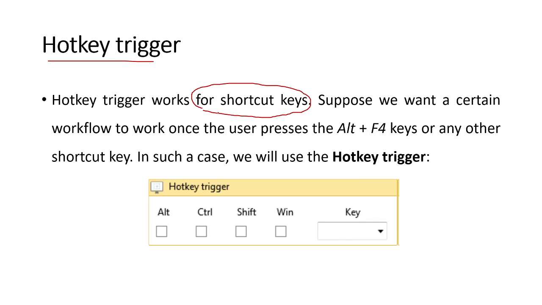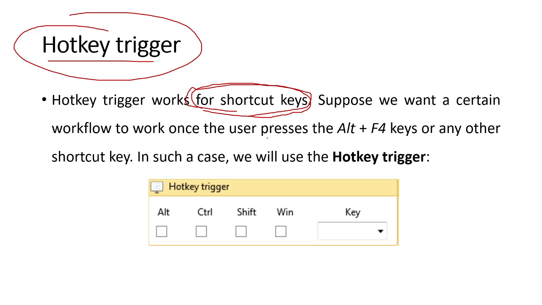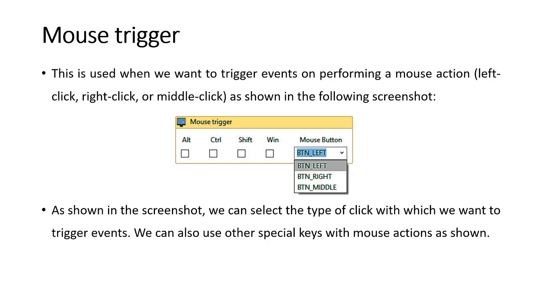It means when you want to perform some action when the shortcut keys are pressed by the user, then you have to go for the hotkey trigger activity. For example, when you want to monitor whether the user presses Alt F4 keys or Control F4 keys or Shift F4 keys or Shift Enter. If there is a requirement like this, then you have to go for an activity called hotkey trigger. So what about mouse trigger?